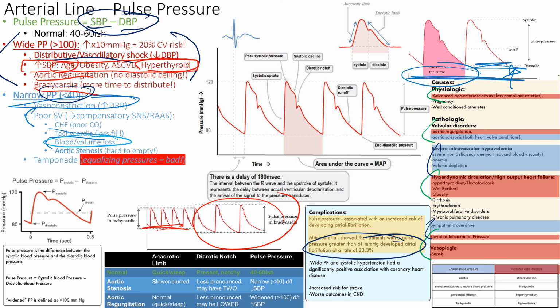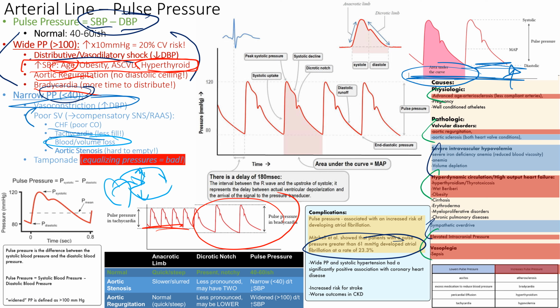So your preload is going to be poor when you have hypovolemia or even hypovolemic shock. So you're not going to be pushing a lot of blood out to stretch that aorta, right? That aorta gets stretched when your heart contracts, right? It's not going to stretch a lot when you have CHF. It's not going to stretch a lot when you have tachycardia because you can't fill up with a lot of preload. And also when you have poor preload because of hypovolemic shock, it's not going to be that wide. So looking at pulse pressure, I can tell you which shock you have.